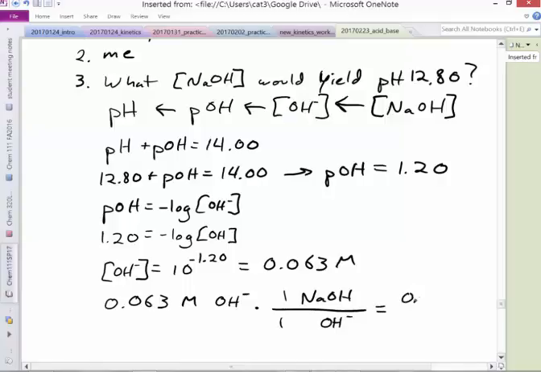But strong base. Questions, thoughts on strong base?